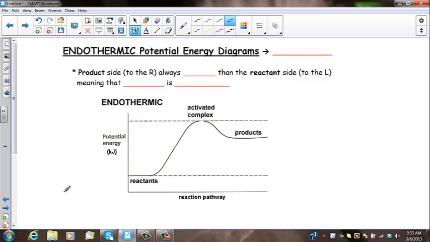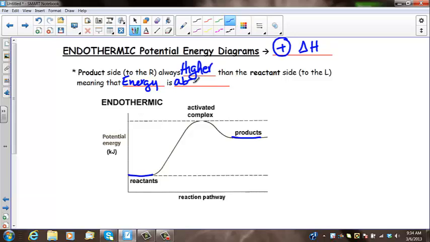Endothermic potential energy diagrams. Remember, they have a positive delta H. So the product side, which is on the right, that's right here, is always higher than the reactant side, which is on the left, which is right here, meaning that energy is absorbed.